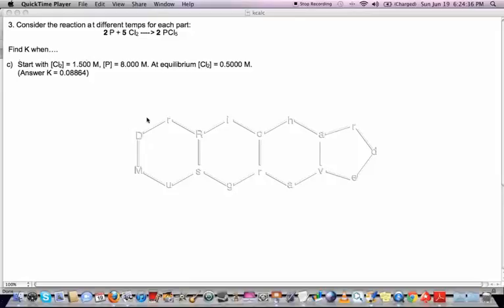I want to show you another example of an equilibrium constant calculation problem. So here's our equation: 2P plus 5Cl2 gives 2PCl5, and here's the information we're given. We're given the starting concentrations of Cl2 and phosphorus and an equilibrium concentration of Cl2 as well.